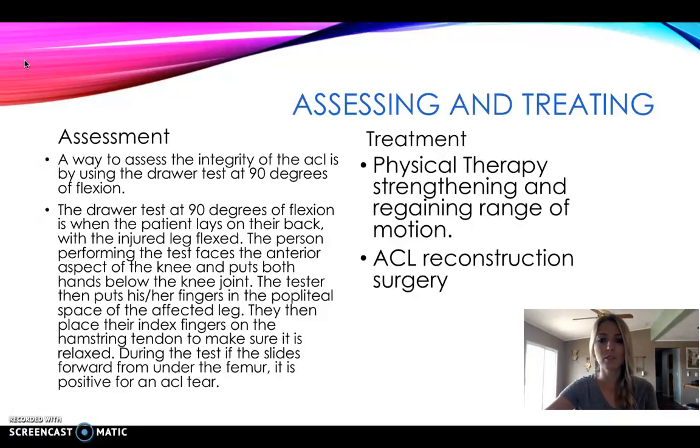A way to treat this is physical therapy. In physical therapy, they're going to do strengthening, range of motion, and preventative exercises to make sure it doesn't happen again. If therapy is not going to help the problem, then the patient will have to consider an ACL reconstruction surgery using either a cadaver graft or one of their own patellar femoral grafts.